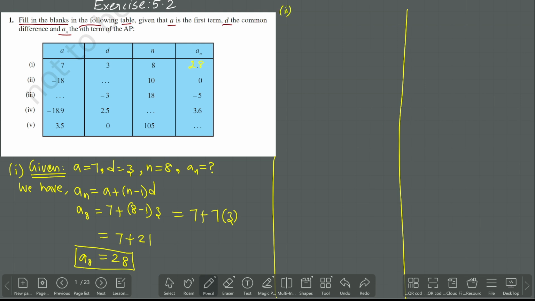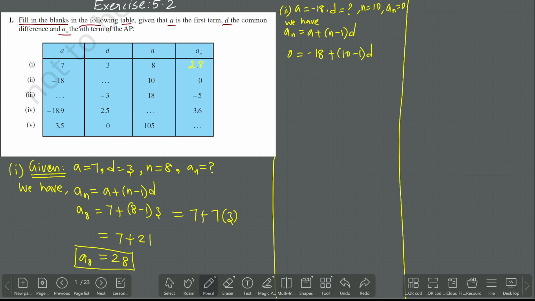second one, what is given? A value minus 18. D value what is given? We have to find. Right. N value what is given? 10. Okay. AN value what is given? 0. Right. That's it. Now take everything. AN formula we have. Yes. A plus N minus 1 into D. AN 0 they said. A value minus 18. N value 10 they said. 10 minus 1. D value we have to find.